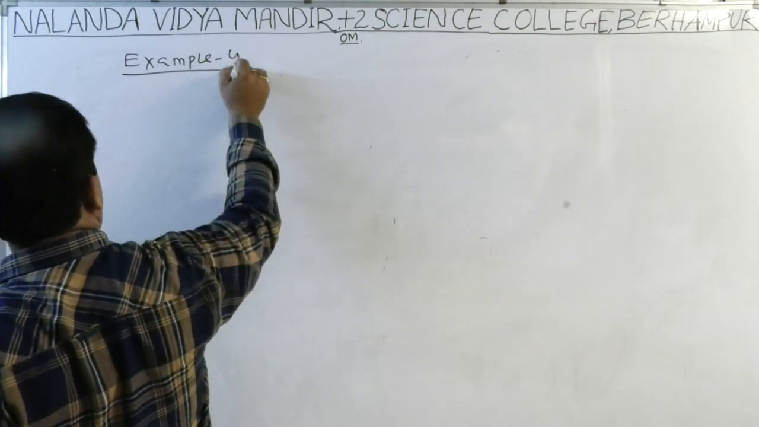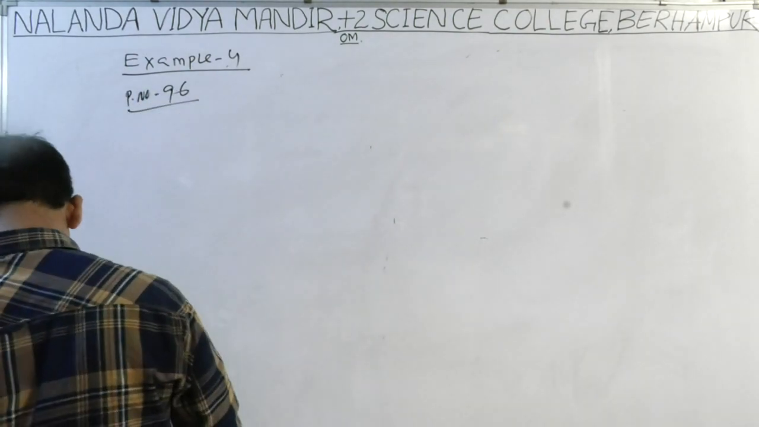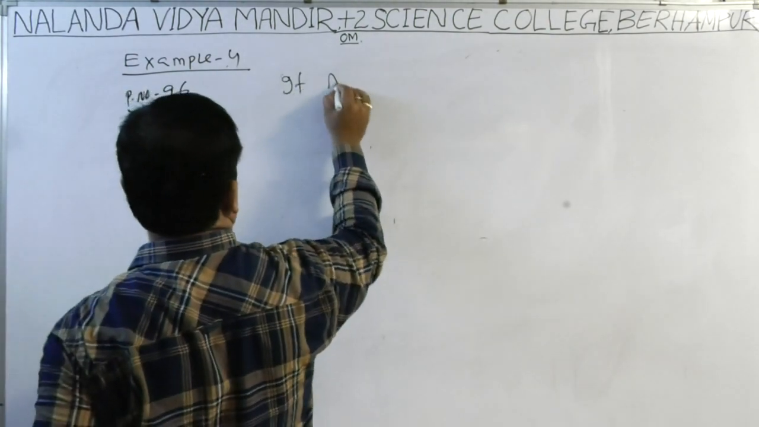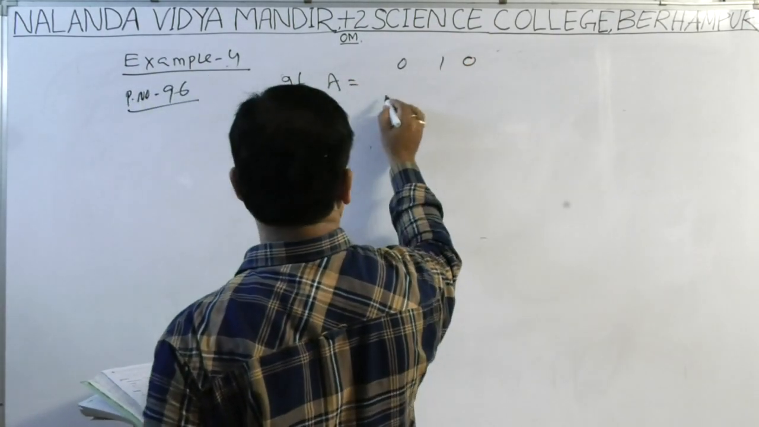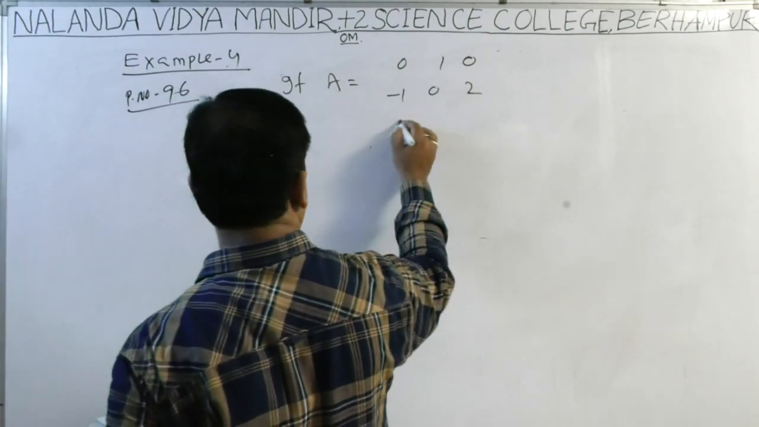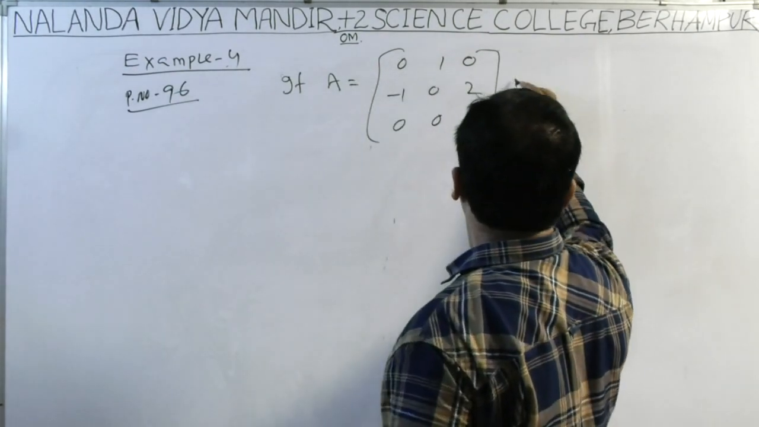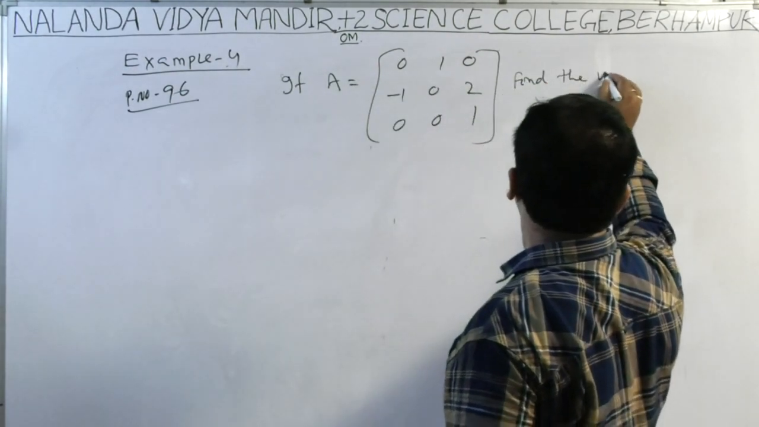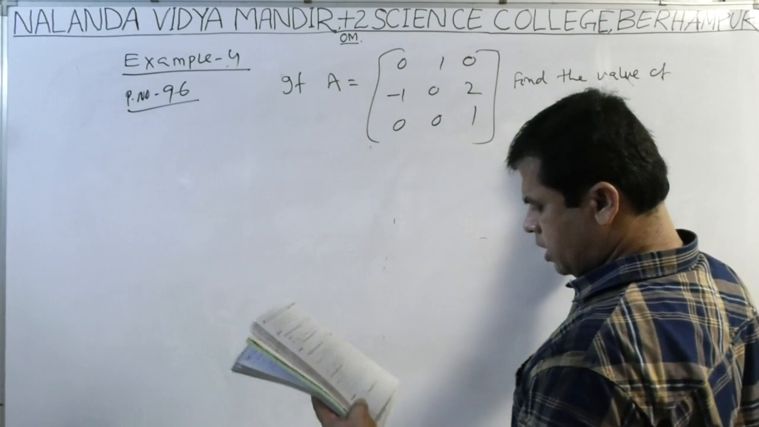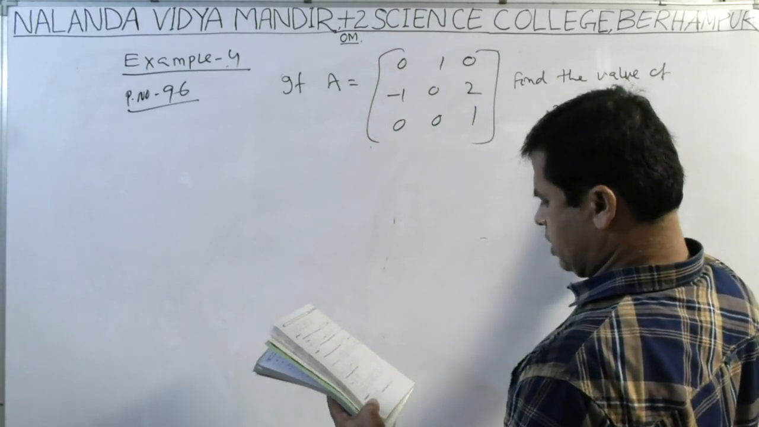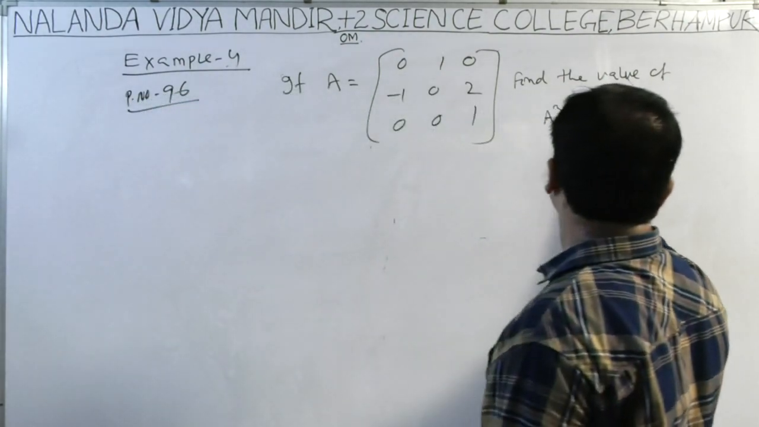Example 4, same page number 96. If A is equal to 0, 1, 0, minus 1, 0, 2, 0, 0, 1, then find the value of A cube minus A square plus A.